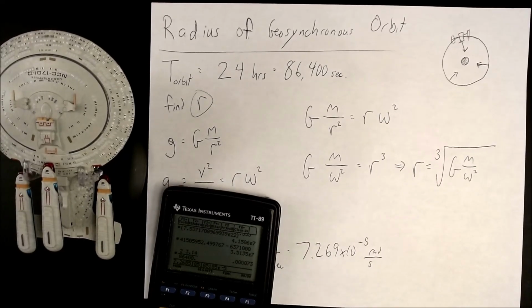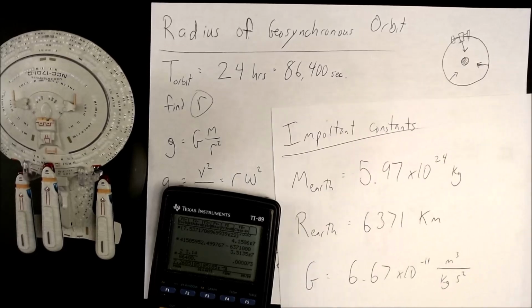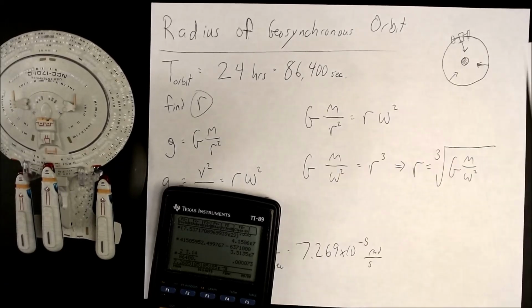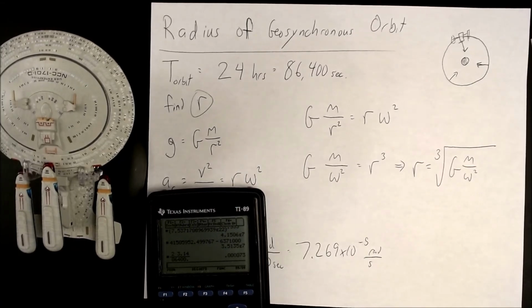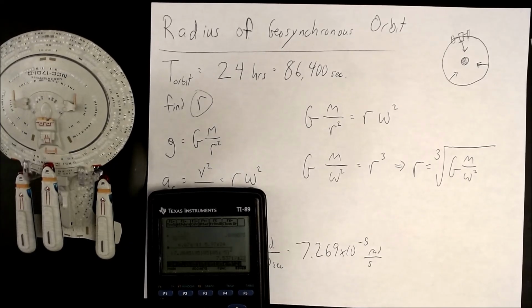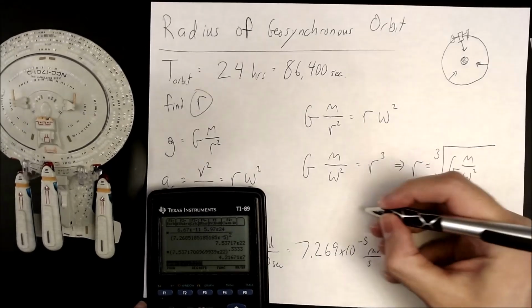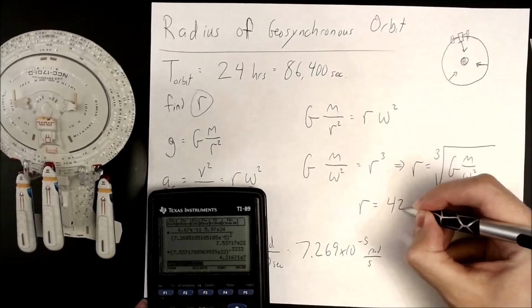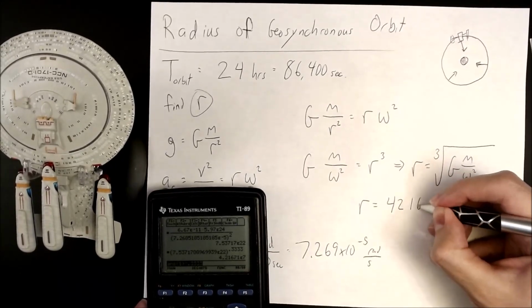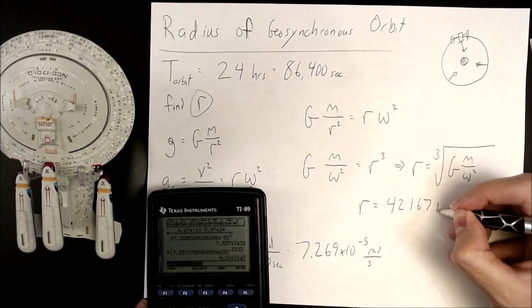If we get our important constants back out, we can solve this. We've got G, 6.67 times 10 to the negative 11, times the mass, 5.97 times 10 to the 24th kilograms. Earth is quite large. Divided by omega, which we had here. Let's square that, and we need to take the cube root of that. And we get that the radius of the orbit is 42,167 kilometers.